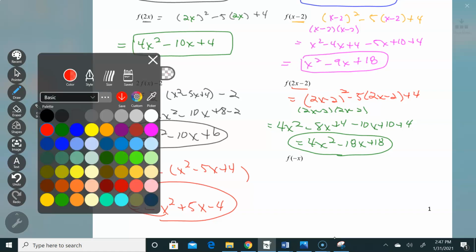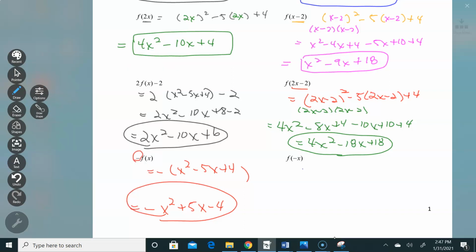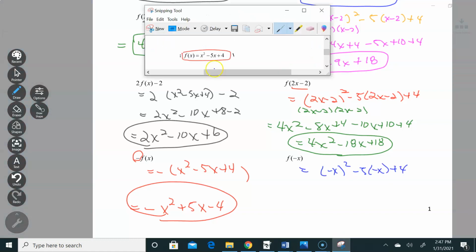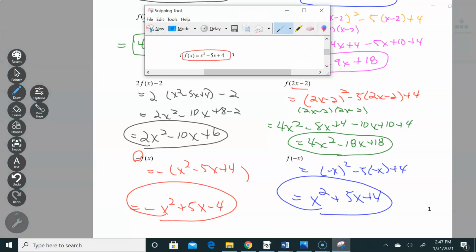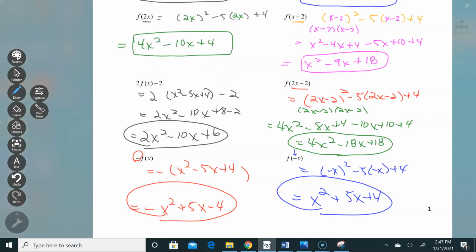And finally, I'm going to put in a negative x. So I have to do parentheses negative x squared minus 5 parentheses negative x plus 4. According to that original function, I get negative x squared is positive x squared plus 5x plus 4. And this equation, if that's the original graph, this one with the negative here would flip it over the y-axis, and that's exactly what it would do.